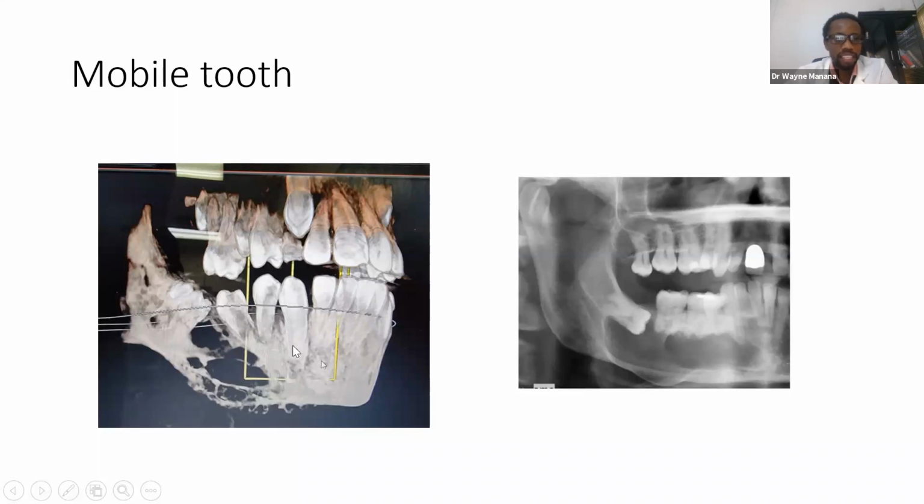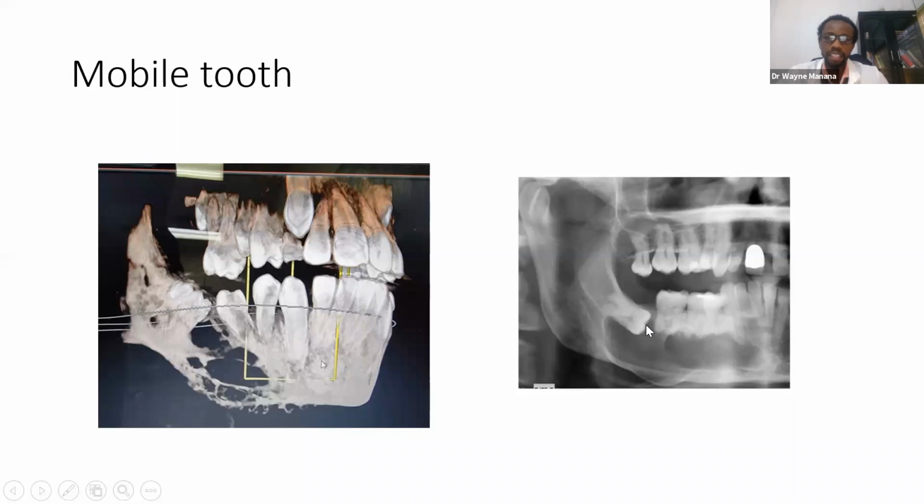So again, the way to avoid some of these complications is to make it a standard that we do not do wisdom or third molar surgery without the very minimum panorex. And the image that we are seeing here is a dentigerous cyst. So if you do an intraoral periapical, you miss the huge unilocular radiolucency that is extending even below the premolars and molars.